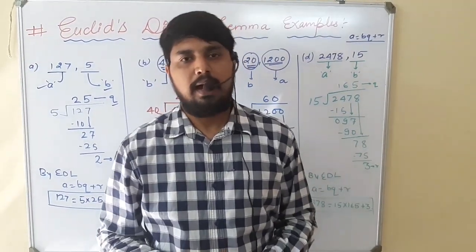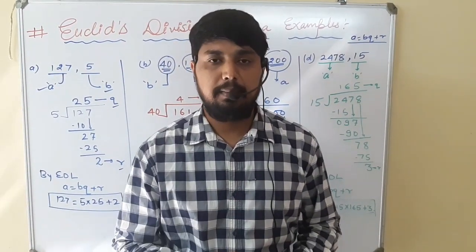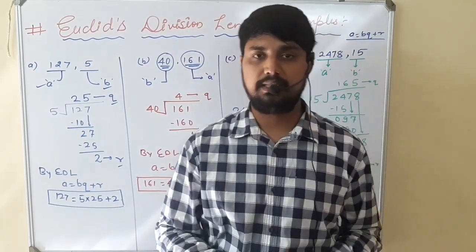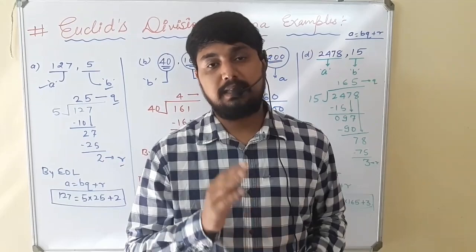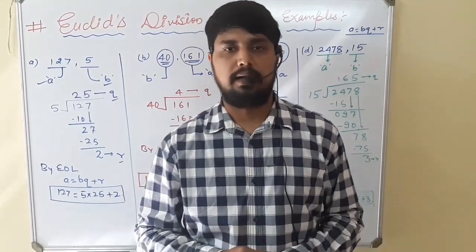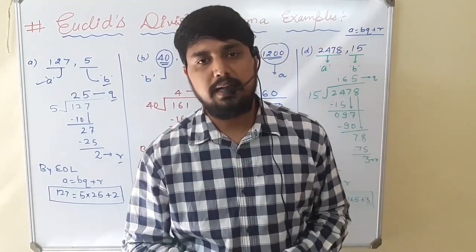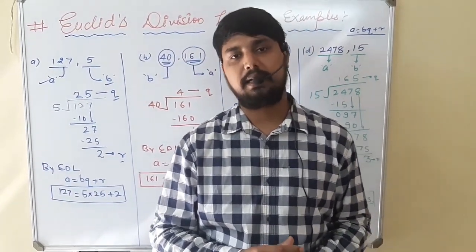So I hope I was able to clear all your doubts regarding the Euclid division lemma, how to express any two integers. Now you will be able to express any two integers in the form a is equal to bq plus r. Still, if you have any doubt, please mention your doubts in the comment section so that in the upcoming videos I can solve your doubts.